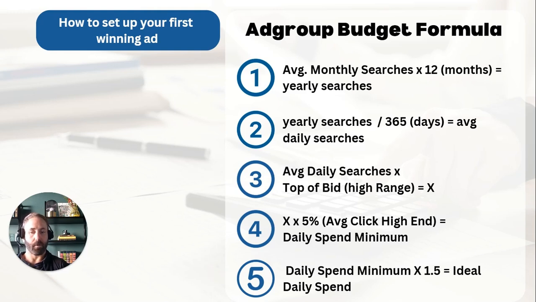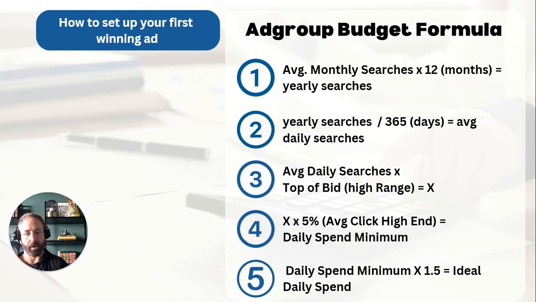And then we're going to take that and multiply it by the top of the bid high range. So we saw earlier was maybe like $2 for the La Jolla one. And then times it by 5%, because Google says between 1 and 5% of people on average will click on your ad. A lot of times I'm getting closer to 10% in some cases, but let's just keep it at 5, and that'll create the daily spend minimum.